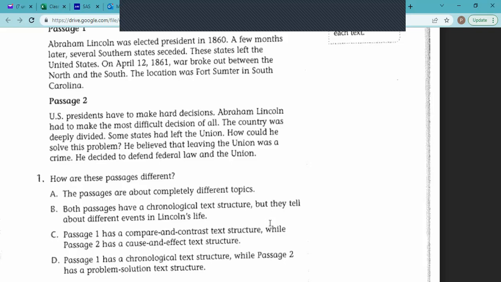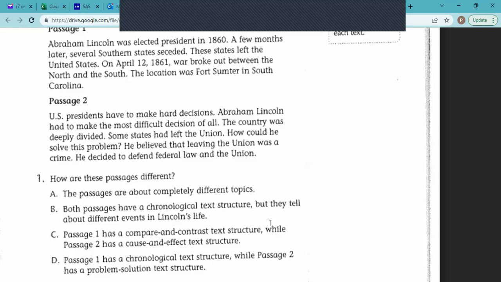Okay, so your answer to number 1 should be D. Here's the thing, A is not correct. These aren't completely different topics. We're talking about President Lincoln. We're talking about the 1860s, around that period of time. And we're talking about how the states are not happy and they're trying to break apart from the Union. Both of those passages say that. So that's why A is not correct.